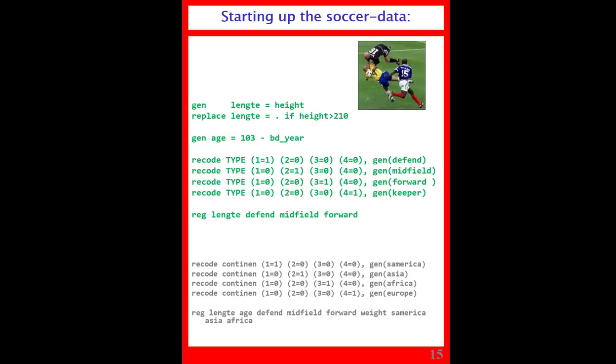And here, just to give you another example of a categorical variable, I did something similar where I took the variable continent and then created dummy variables for South America, Asia, Africa, and Europe. And then you could again add these different dummies to the equation. Nothing new compared to last week.